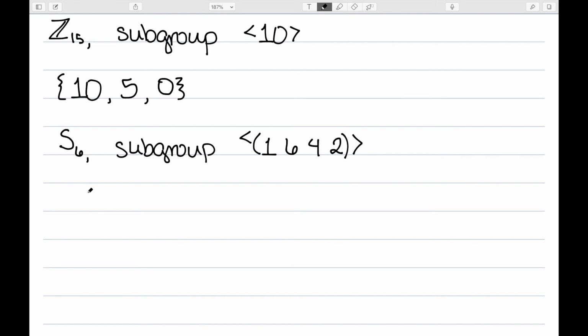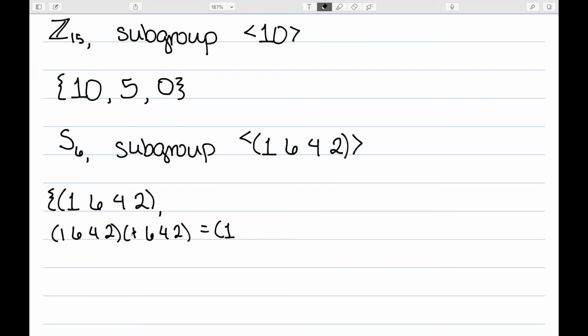Next, let's consider the group S6 and the subgroup generated by the cycle (1 6 4 2). Well, this group would contain that element. If we square it, (1 6 4 2) composed with (1 6 4 2), we would have that 1 goes to 6 and 6 goes to 4, so 1 goes to 4. 4 goes to 2 and 2 goes to 1, so 4 goes to 1. 2 goes to 1 and 1 goes to 6, so 2 goes to 6. And then 6 goes to 4 and 4 goes to 2. So I would also have the element (1 4 2 6).